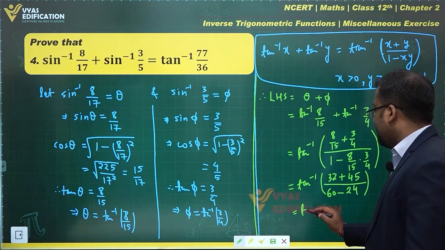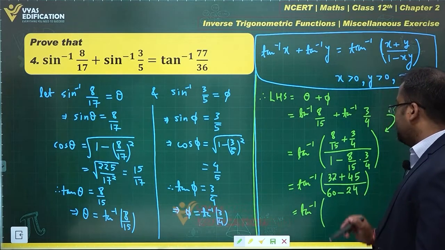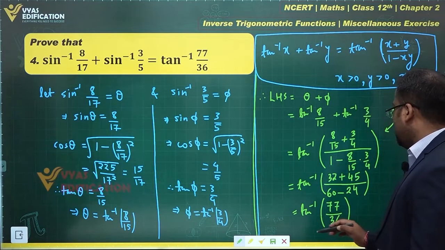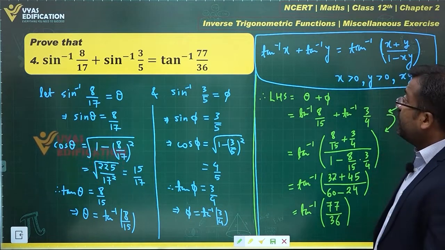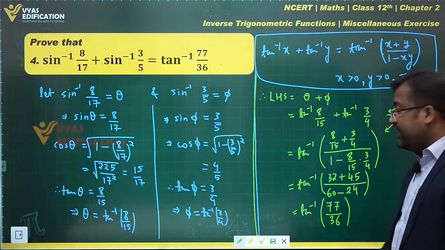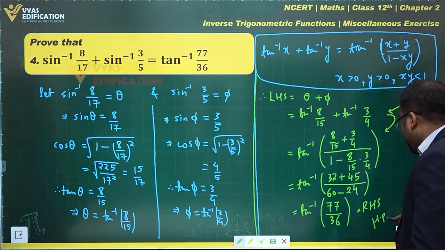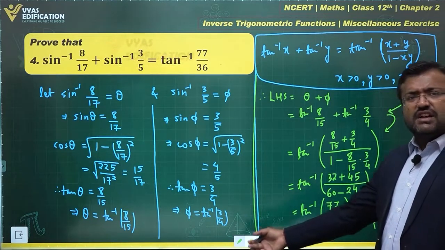What does that give us further? That gives us tan inverse. This becomes 77 over 36. Is it? Yes. And what do we want? We wanted the exact same thing. Yes, we wanted the exact same thing. This is equal to the RHS, and that is the complete proof of this question. Yes, complete proof.